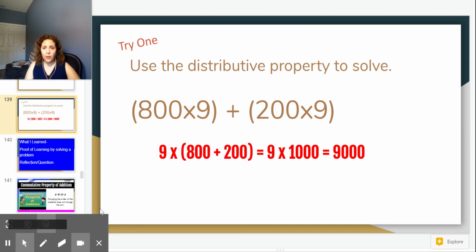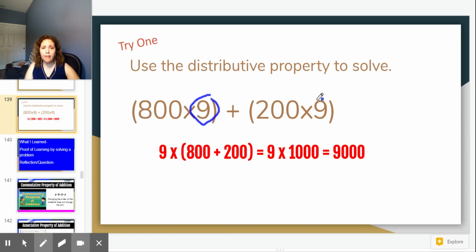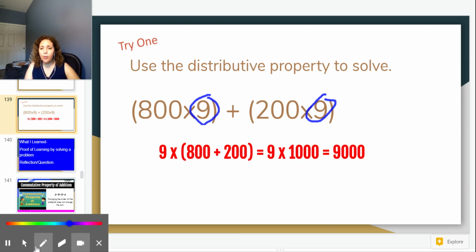All right, so you can see they have in common. What do they have in common? They have this 9 in common. They both have a 9. So I took out the 9. Then I can simply add the 800 plus the 200, which is 1,000. So then it'd be 9 times 1,000, which is 9,000. So that's the distributive property.